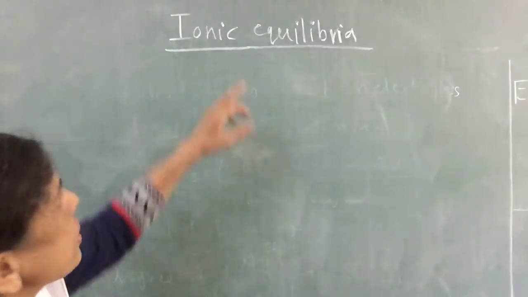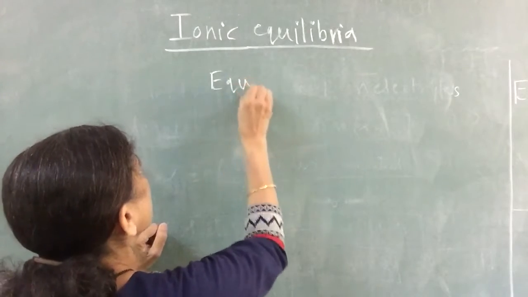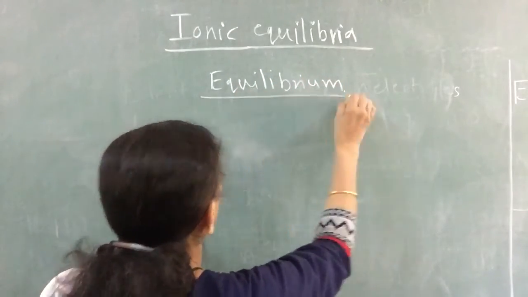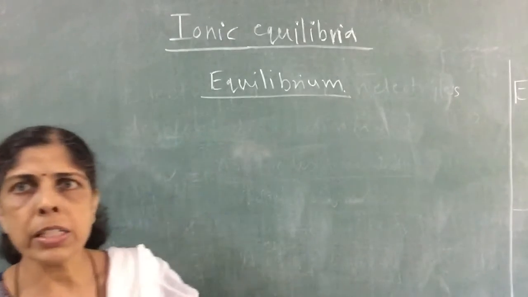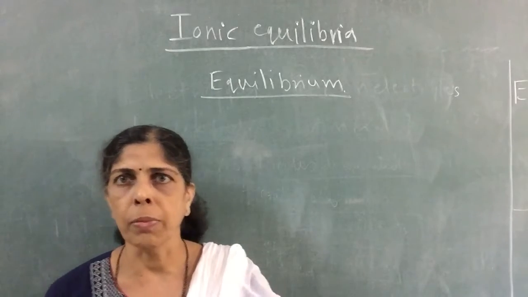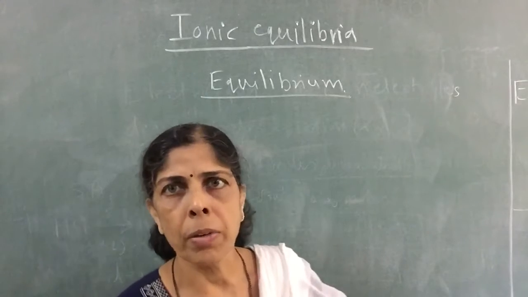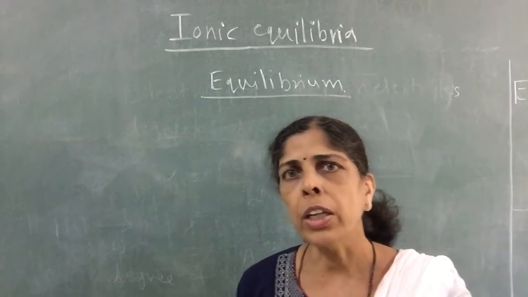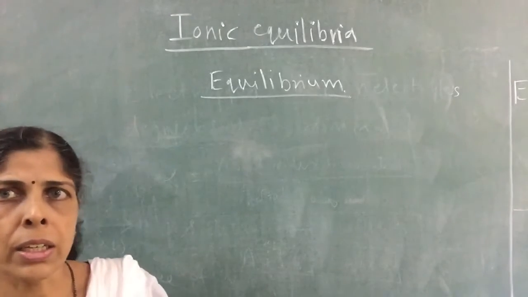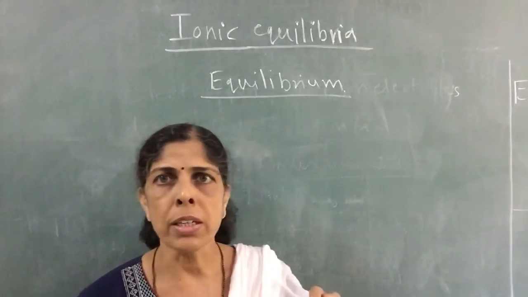First of all we will see what is equilibrium. What I have told you: the equilibrium concept, when it is applied for the ionic species in solution, is ionic equilibrium. Actually, this particular chapter is the continuation of chemical equilibrium which we have seen in 11th standard, isn't it? So actually you know the concept, but we will revise it.